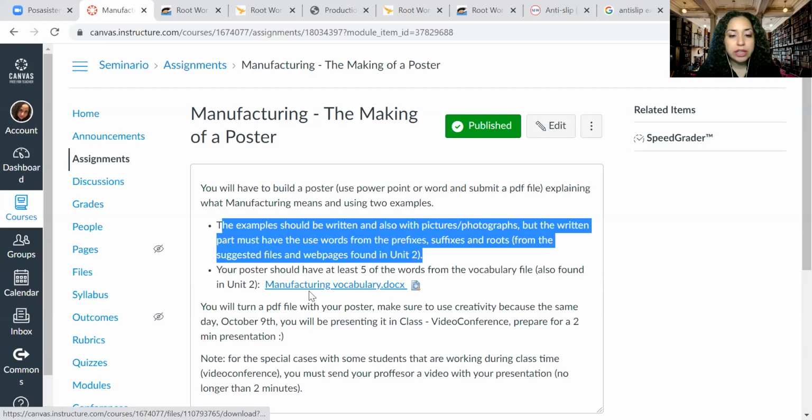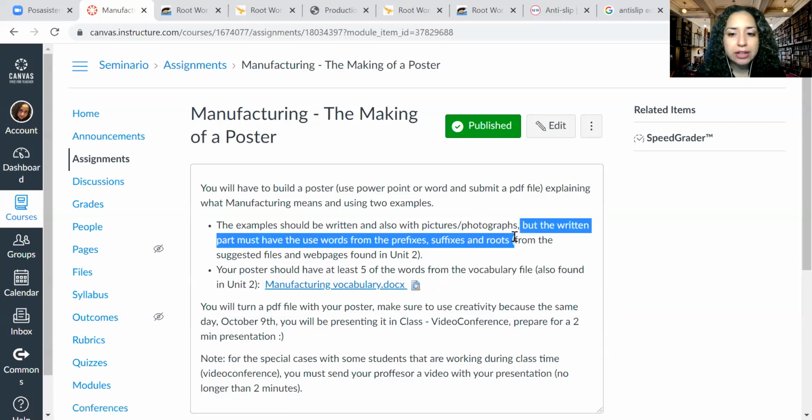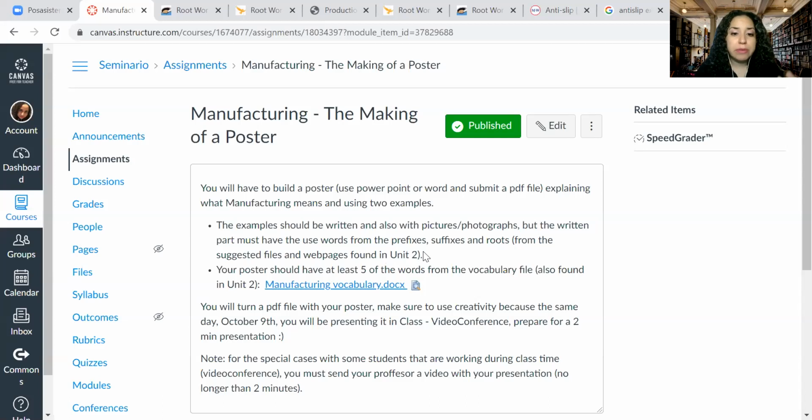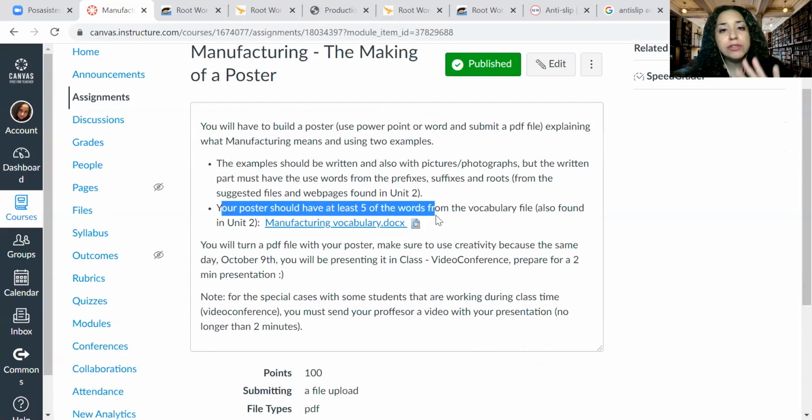It's giving you a hint over here. Again, if you click on this link, it's going to take you back to the platform where you can see that file that I just showed you. And it's telling you here also that the written part in your poster must use words from the prefixes, suffixes, and roots. I'm going to show you those from the suggested web pages in Unit 2. Your poster should have at least 5 of the words from the vocabulary that we just saw, okay?